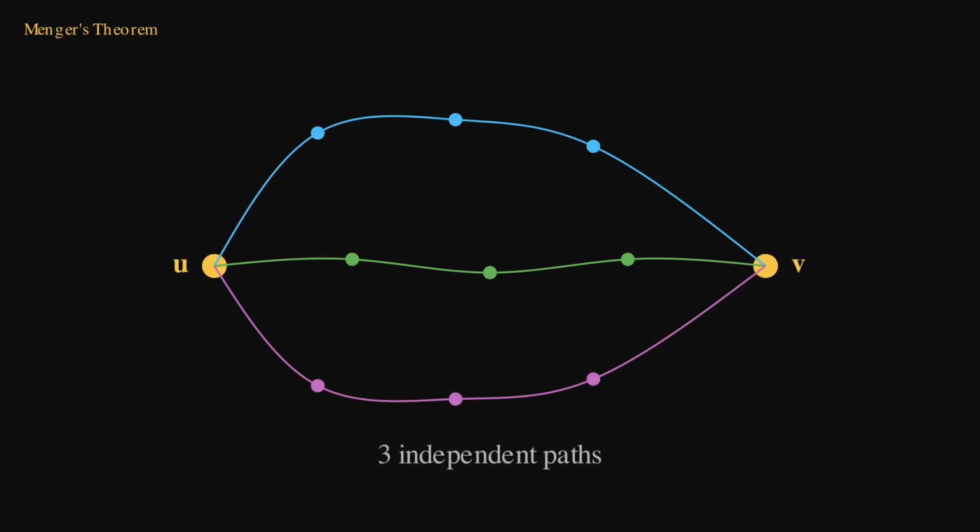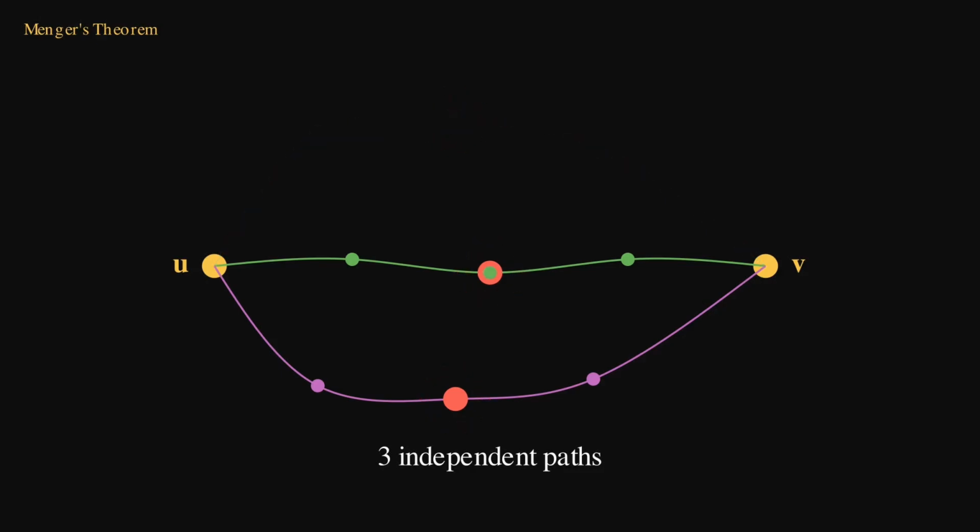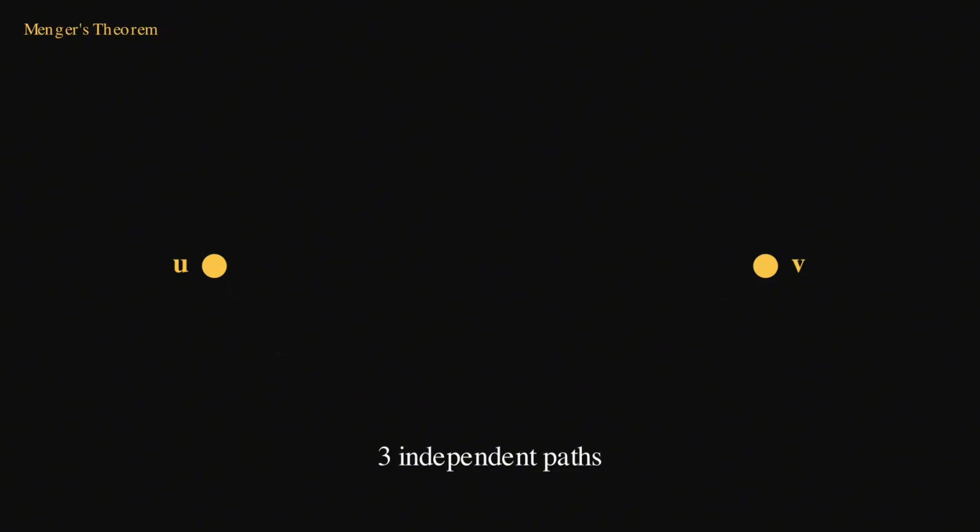Read that again. The number of escape routes equals the number of blockers you need. It's a perfect duality. You can't increase the attack without the defense responding, and you can't strengthen the defense without creating another escape route. This is Menger's theorem, and it is exactly as clean as it sounds.